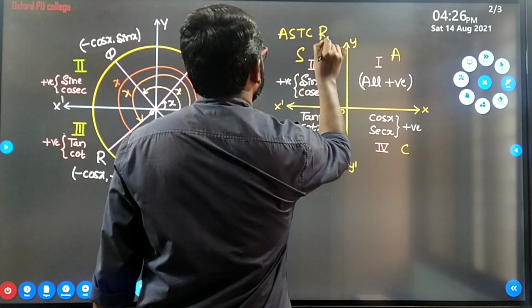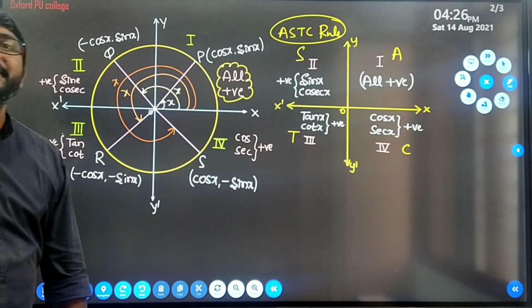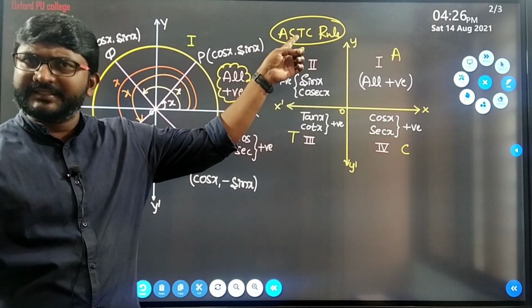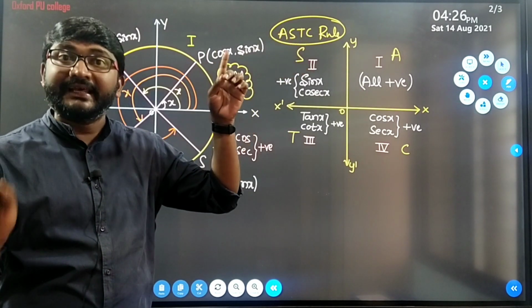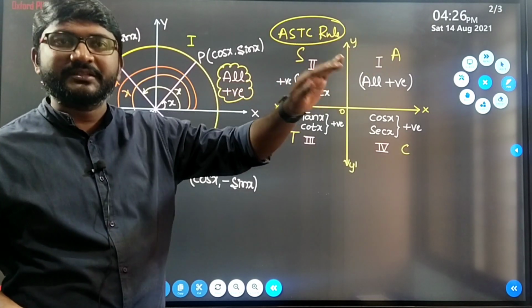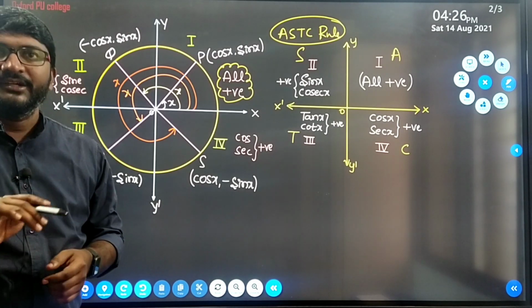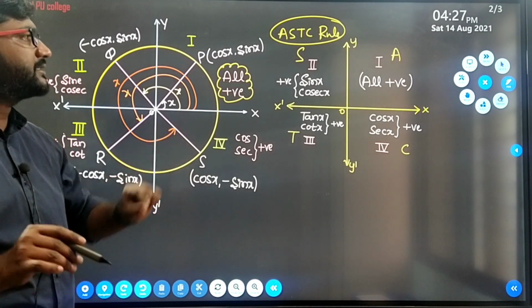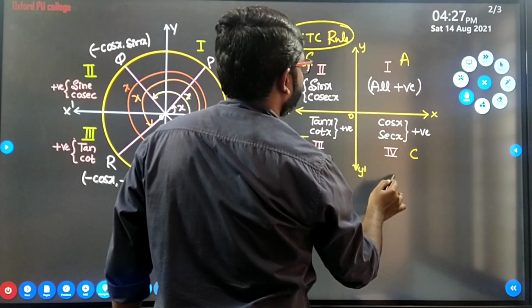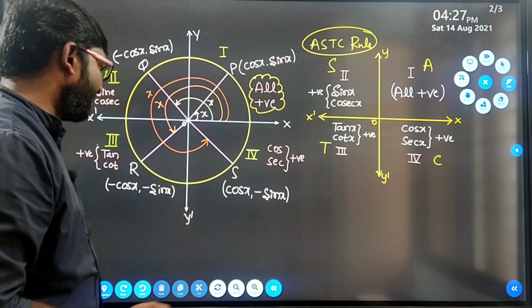So you will have to remember the ASTC rule. A means all positive, S means sine and its reciprocal, T means tan and its reciprocal, then C means cos and its reciprocal. So this is all about the ASTC rule. Now we will have to write this systematically in a table. So let us write this entire information in a single table so that it looks systematic.